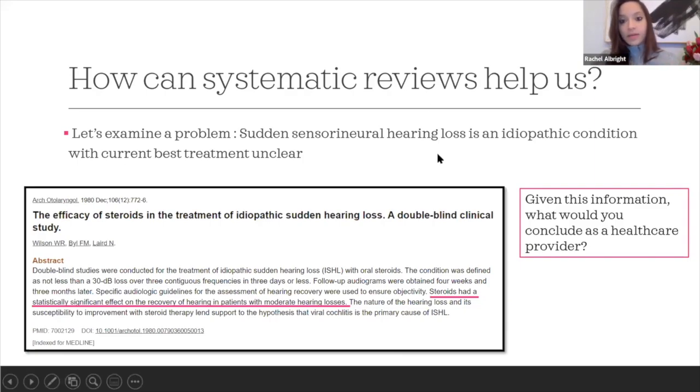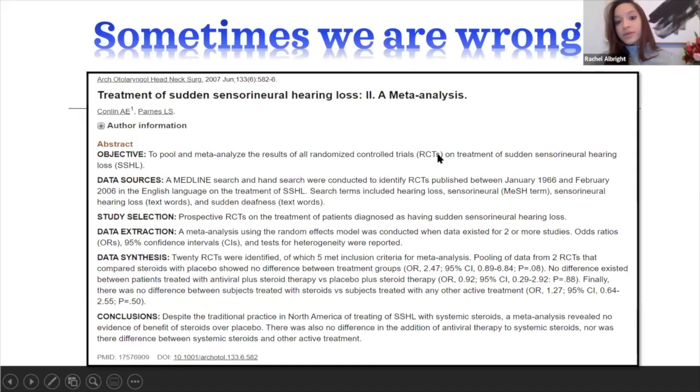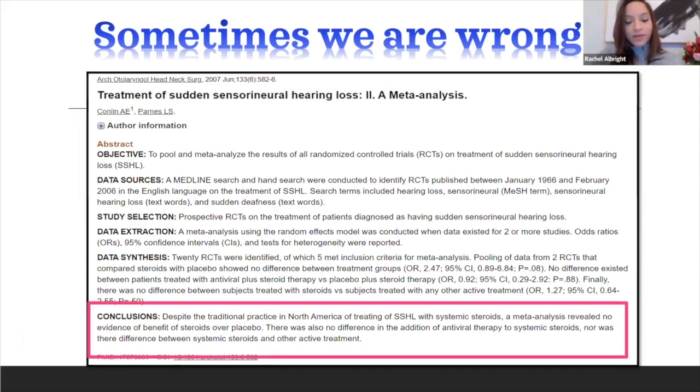Seems reasonable. But fast forward a couple of years to 2007, and this meta-analysis comes out. It's looking at randomized control trials that looked at treatment for hearing loss. And if you go down to the conclusions, it says, despite traditional practice in North America of treating hearing loss with systemic steroids, the meta-analysis found no evidence of benefit of steroids over placebo. So this is a really great example of the power of a systematic review and meta-analysis.